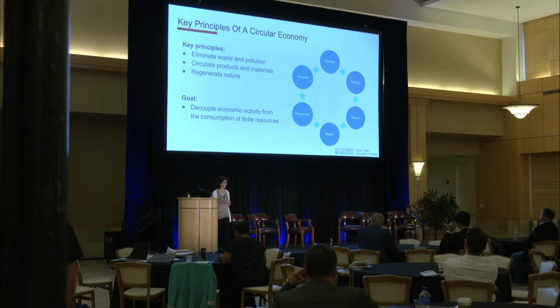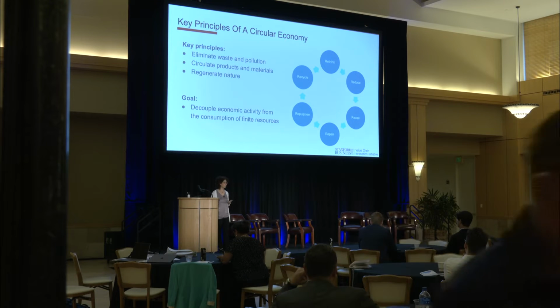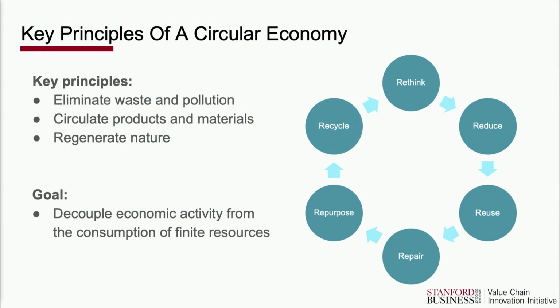A circular economy aims to address these issues. It's based on three key principles: the elimination of waste and pollution, keeping products and material in circulation so that we don't need to rely so much on new materials and also we create less waste, and regenerate nature. Ultimately, the goal is to decouple the economic activity from the consumption of those finite resources.